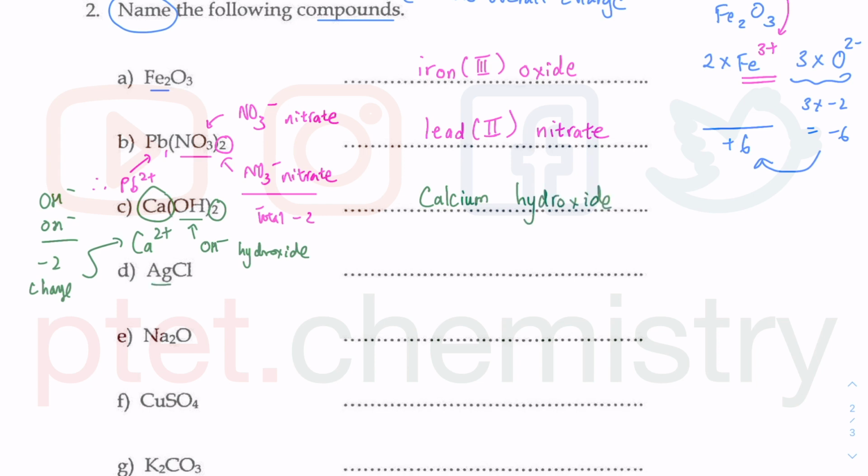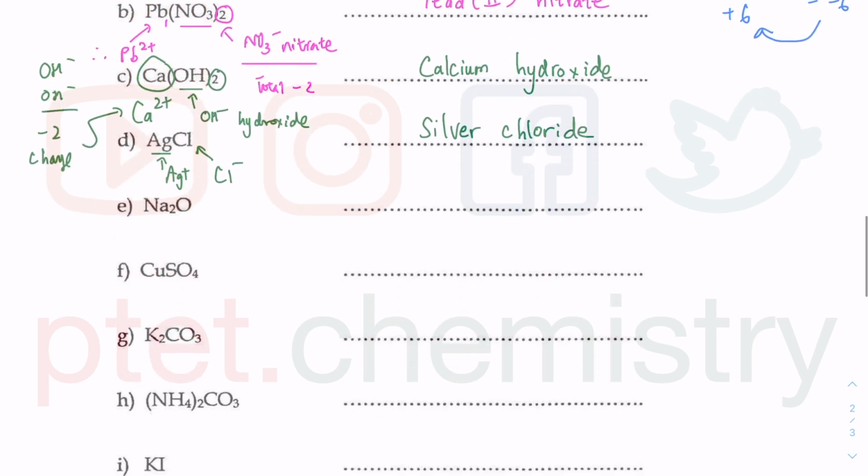Next up, silver. Silver ion, Ag plus, Cl minus is a chloride. This is called silver chloride. It's not chlorine because it's a Cl minus. One of the biggest mistakes that a lot of students make is they don't know how to spell chloride and they don't know what is chlorine because they don't know what is going on in the first place.